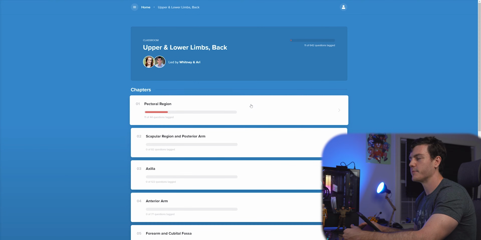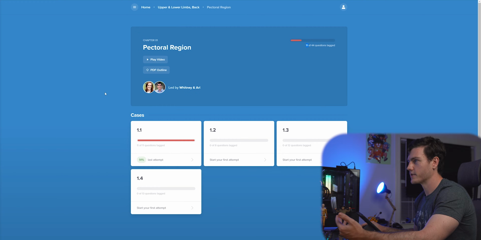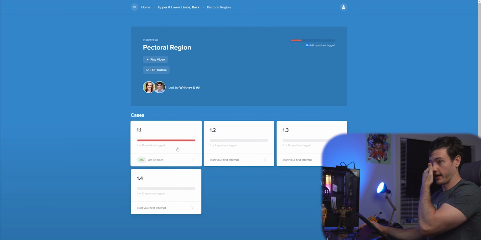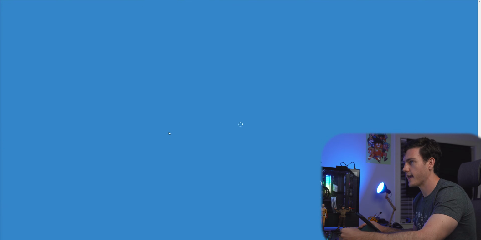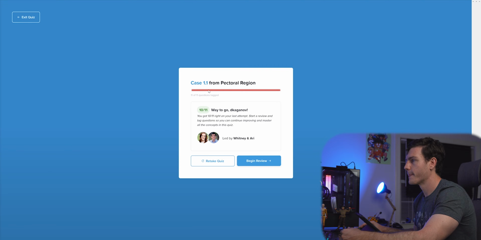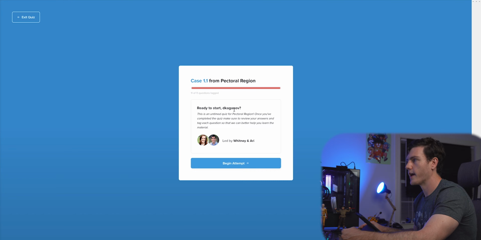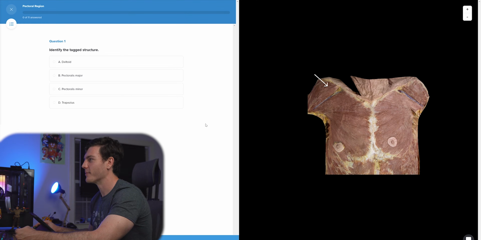You can think of Anatomy Bootcamp as basically a question bank that is just about gross anatomy lab. So if we click here on pectoral region, let's do this quiz again together. The quizzes are divided into different cases that usually have 10 to 15 questions each. If we click this case right here, this is case 1.1 from the pectoral region. Let's just go ahead and retake the quiz. I took it a while ago, so we'll see how well I remember these things.